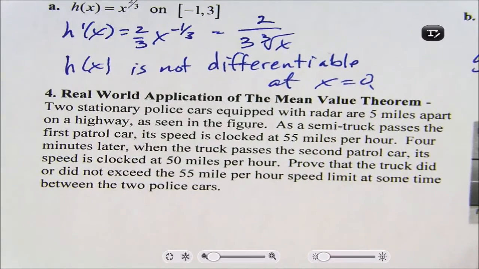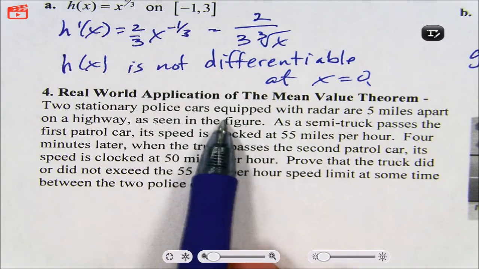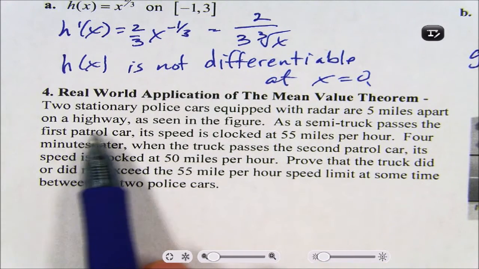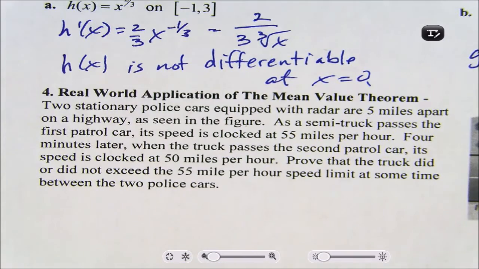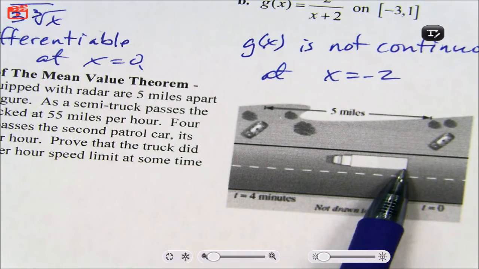All right. Number 4. Two stationary police cars equipped with radar are 5 miles apart on the highway, as seen in the figure. That is one long semi-truck. It's not drawn this way.